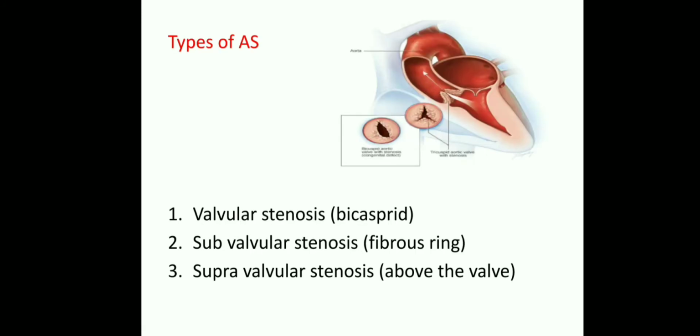Coming to the types of aortic stenosis. What are the types? There are three types. The first one is valvular stenosis, at the bicuspid level. The second one is subvalvular stenosis, where a fibrous ring is present at the subvalvular place. And the third one is supravalvular stenosis, meaning the stenosis is above the valve.